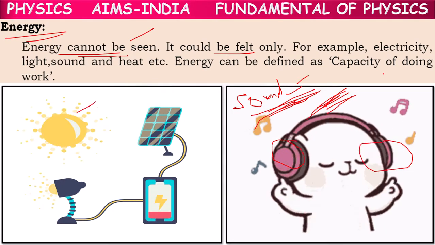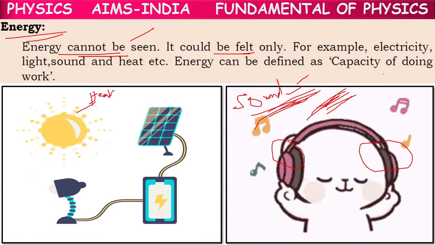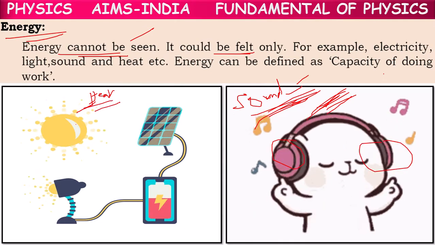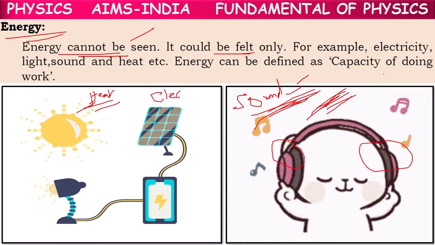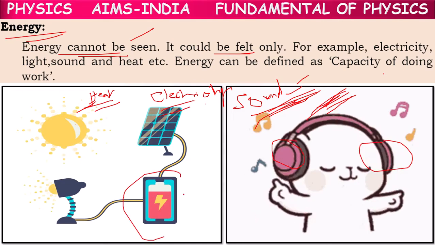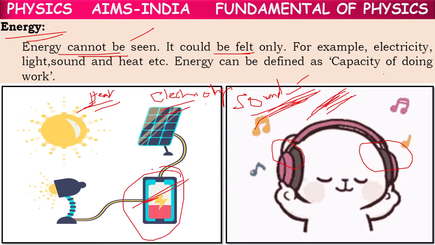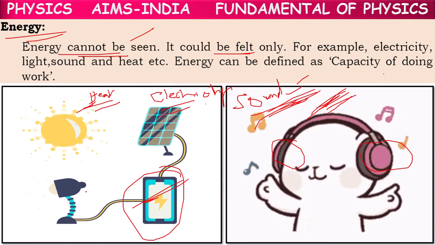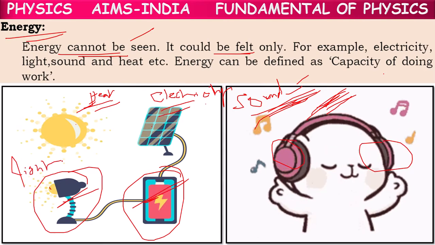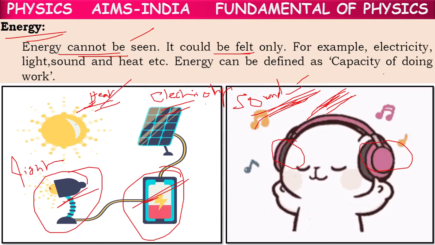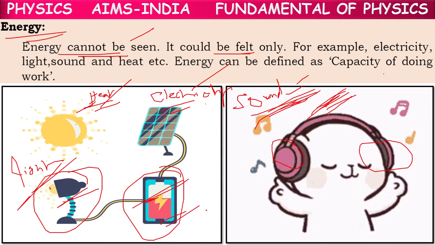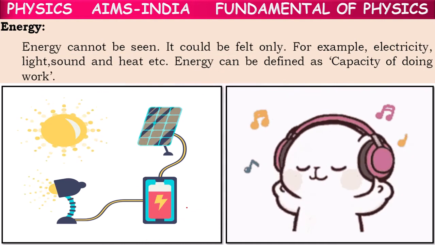Or from the sun, heat energy will come to the solar panel. The solar panel will convert heat energy to electricity, electrical energy. Because of that, charging will happen, so we can supply to the battery. From that, we can send to a light bulb, and from here light energy is coming out. Heat energy, electricity, light energy, battery chemical energy, all these are different forms of energy which we can just feel.